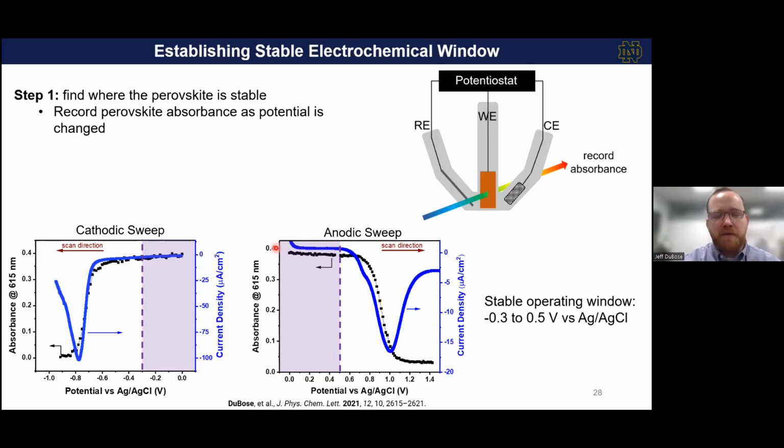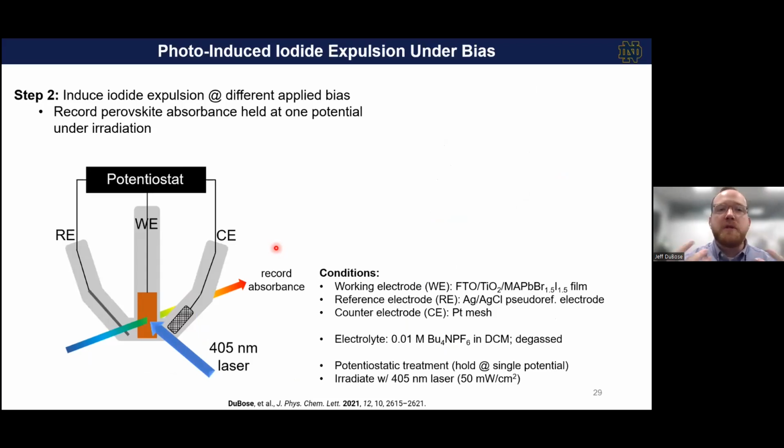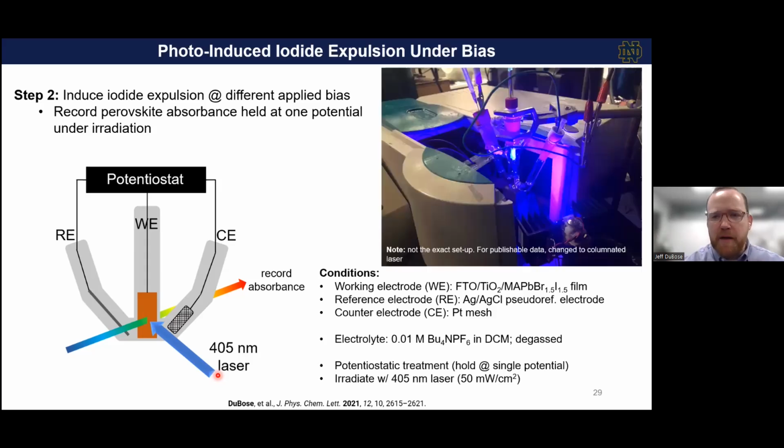So once we took care of step one, the next step was we wanted to, of course, induce this iodide expulsion, this phase segregation process, with these different applied biases. So again, we're going to do a fairly similar experiment, working electrode as the perovskite, recording absorbance, applying potential, but now we also have to bring in a 405 nanometer laser to excite and generate those photo-induced charge carriers. To give an idea of what the experimental setup looks like, this is an early experimental setup where we have our 405 nanometer laser shining onto the system. Eventually we moved to a more collimated laser, which made things a bit more reproducible.